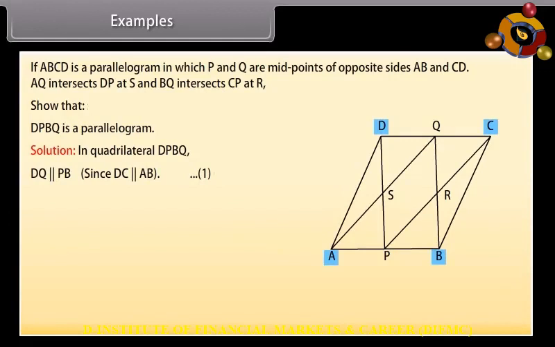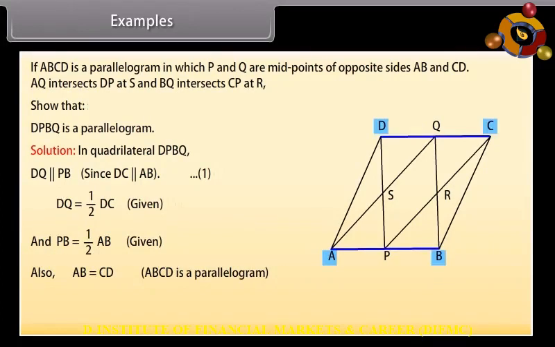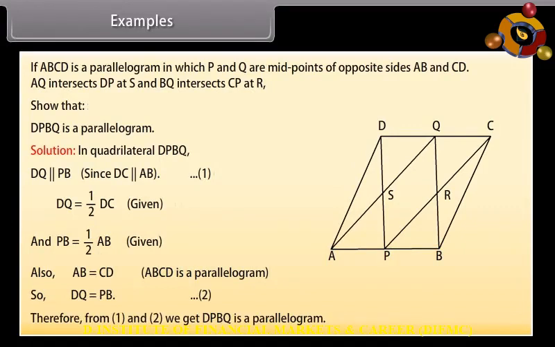Mark it as 1. DQ is equal to 1 upon 2 DC, which is given, and PB is equal to 1 upon 2 AB, which is also given. Also, AB is equal to CD because ABCD is a parallelogram. So, DQ is equal to PB. Mark it as 2. Therefore, from 1 and 2, we get DPBQ is a parallelogram.